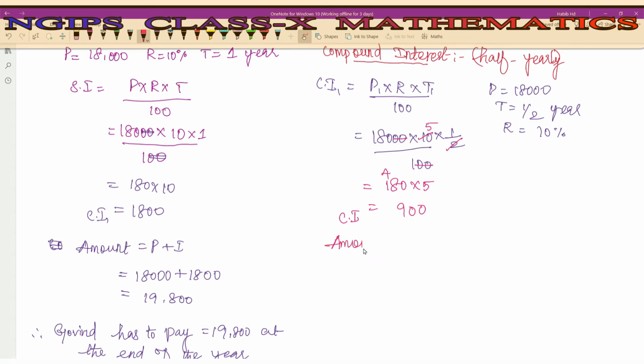Now amount for the first half year is equal to principal plus interest. So we have here principal, it is 18,000 plus 900 interest. So if you add, you will get 18,900. So this is the end of the first half year amount. Now we need to calculate the second half year.